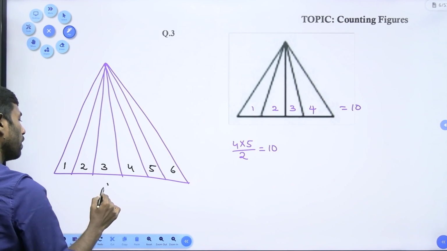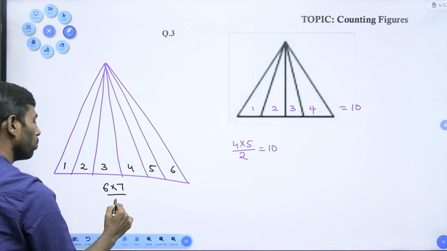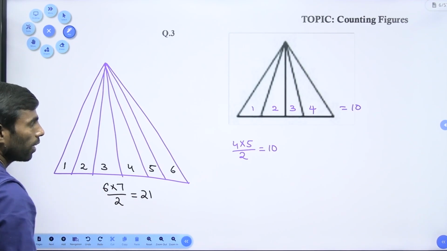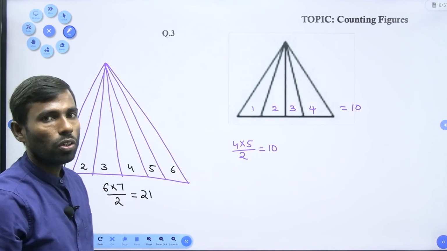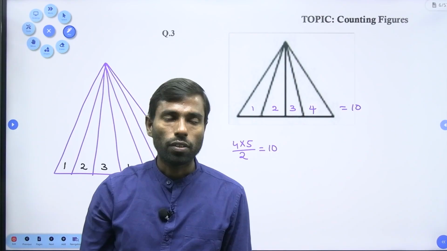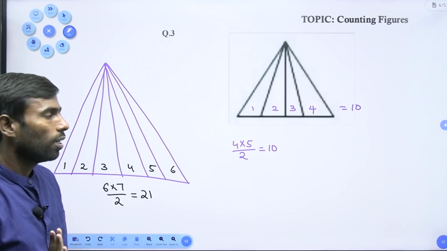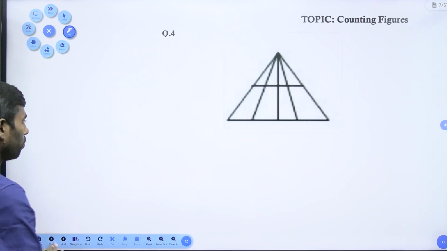So number of triangles are 6 into 7 by 2. 2 3 is 6, 3 7 is 21. In this figure, how many triangles are there? 21 triangles are there. Hope this is a basic one. This part is clear to everyone.